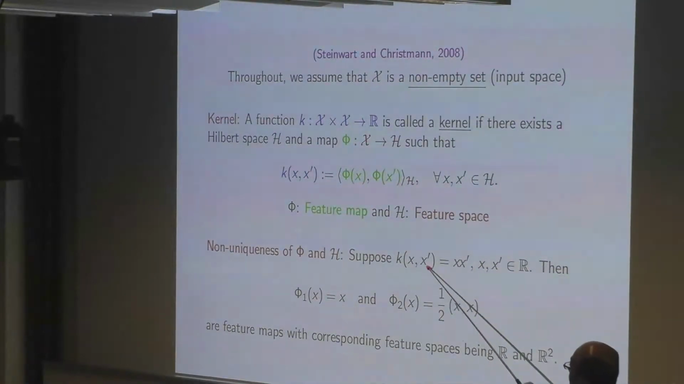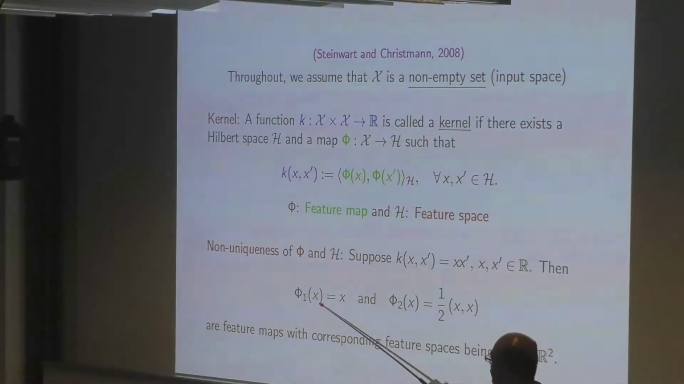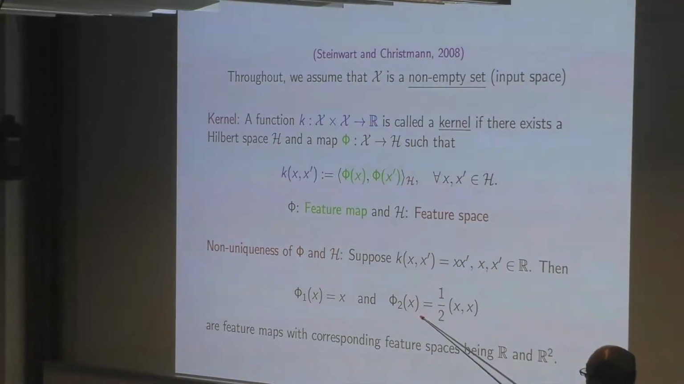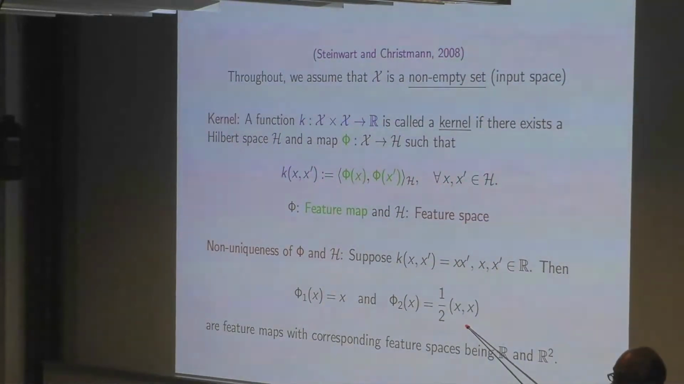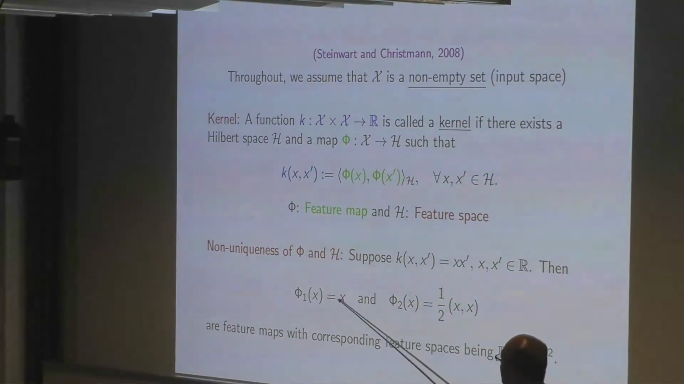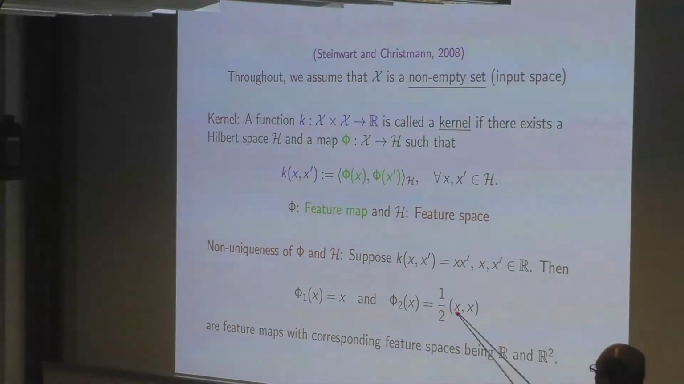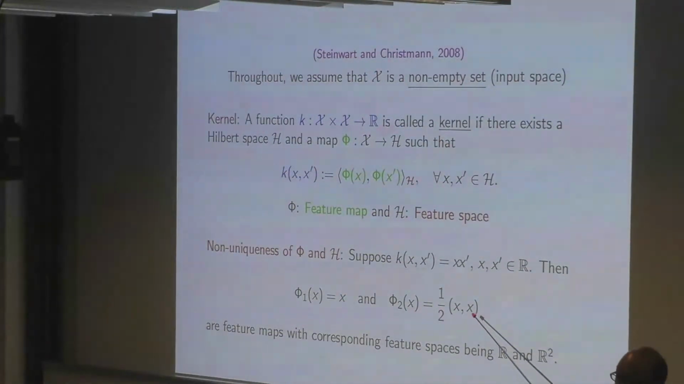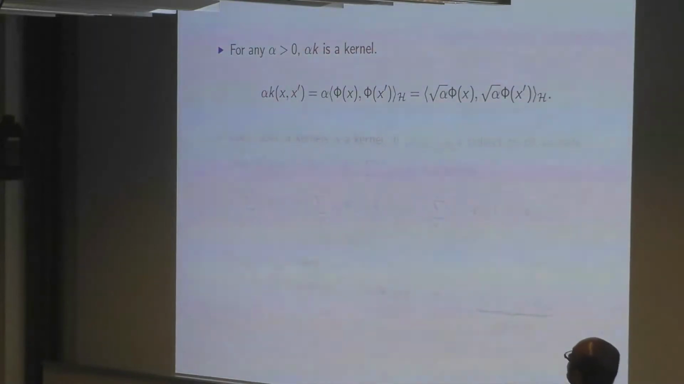So you can simply take this simple kernel, k(x, x prime) is x x prime, right? So you can have one feature map to be a simple identity map. I can also create another feature map like this. Here x is an element in R, here this whole thing is an element in R2. So you can have multiple feature maps and multiple feature spaces yielding the same kernel.